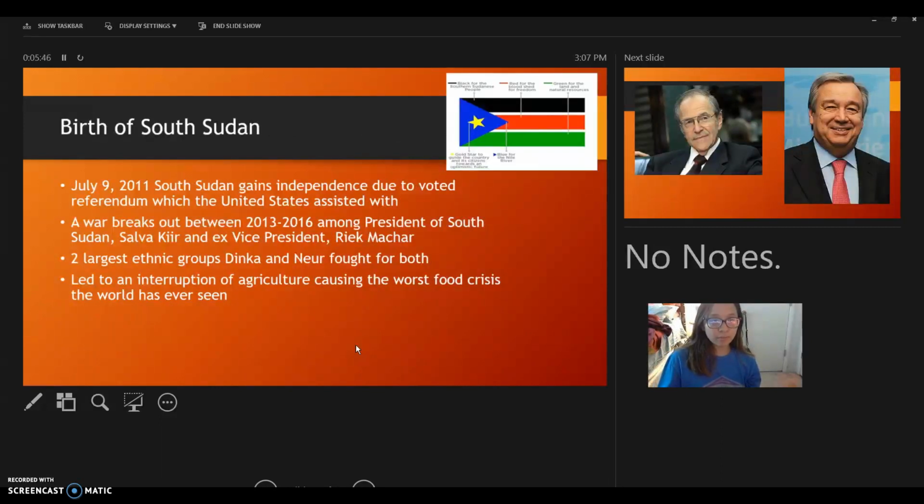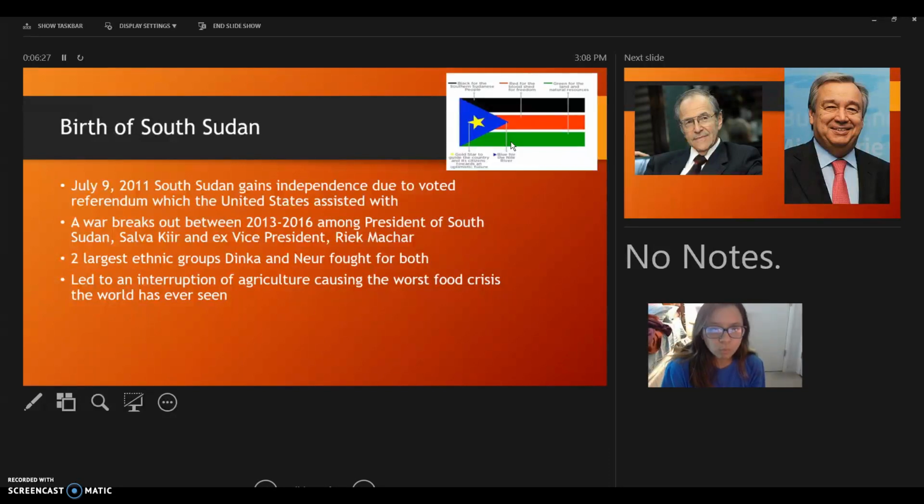So let's move forward now at the birth of South Sudan. Eventually gained their independence in 2011 due to a referendum with the United States. That's what the United States assisted with, and you can see here, look at that flag. I mean, it's quite interesting. It represents a lot, but still, there's a war that breaks out. Why? Again, there is a political leadership struggle among this time with the president of South Sudan, Salva Kiir, and ex-vice president Riek Machar. And from what I found is that Machar starts getting jealous. He starts creating this political struggle, wanting power like Kiir has.